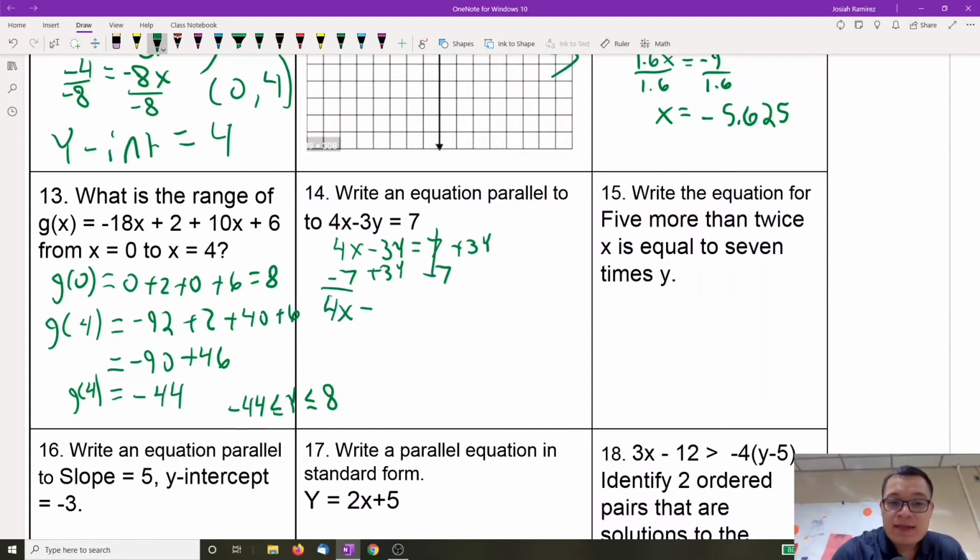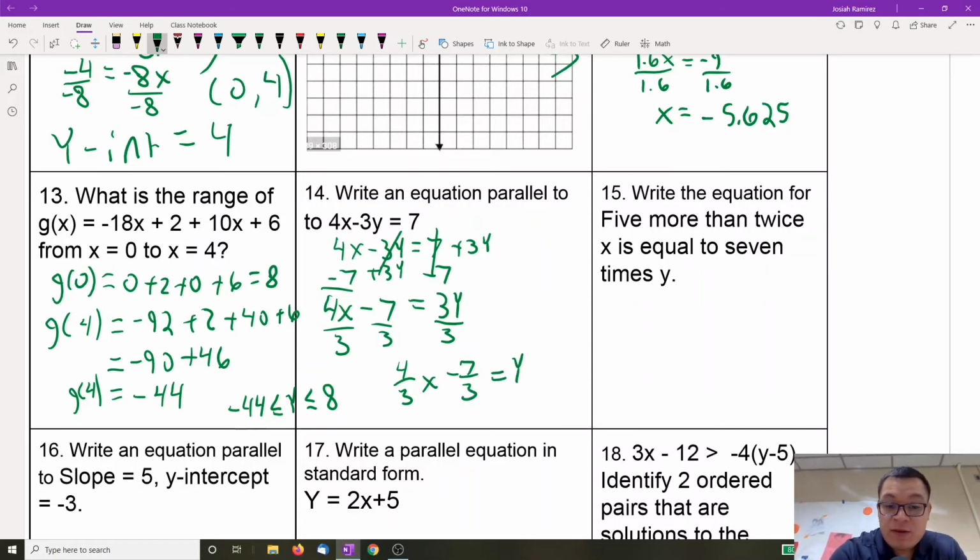4x cannot be combined with the 7. Negative 3y plus 3y balances out. And on the right, all we have is 3y. Now we're going to divide by 3 to each piece to get 4/3 x minus 7/3 equals y.